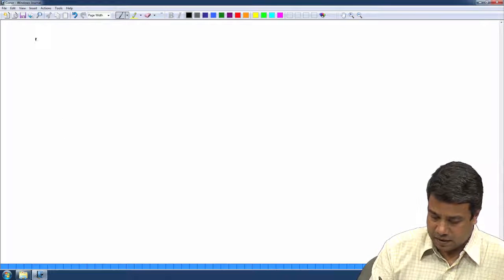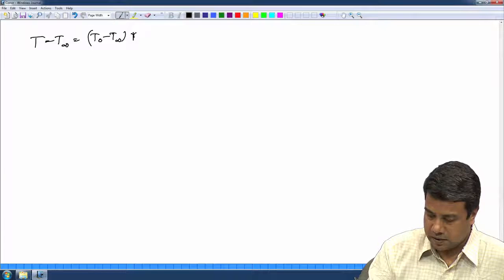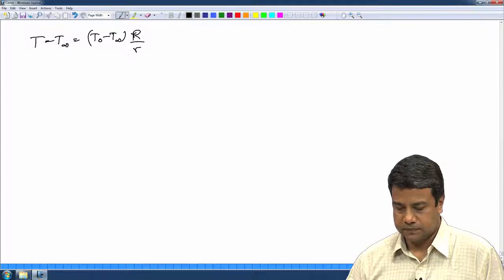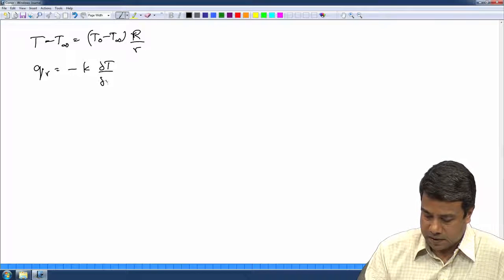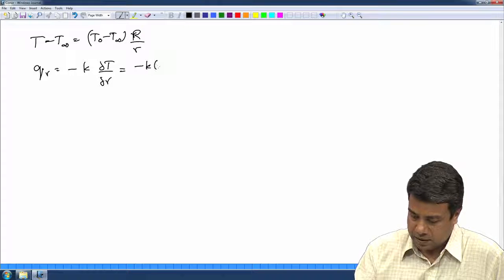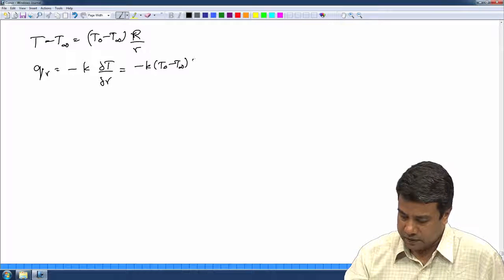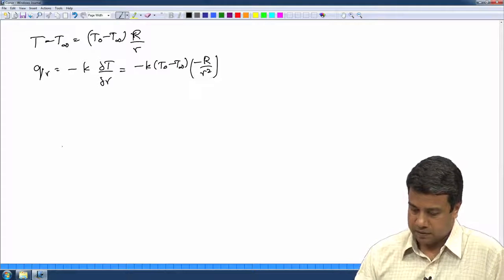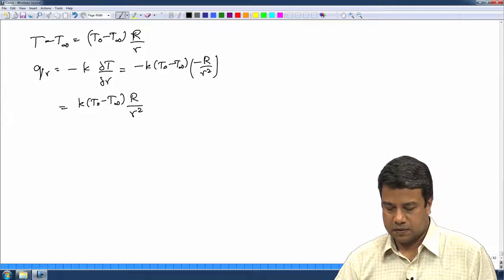So, let us look at this solution once again. T minus T infinity is equal to T naught minus T infinity into R by r. What is the flux? Qr is equal to minus k partial T by partial r. This will be equal to minus k into T naught minus T infinity into R, I am sorry, I should write this as, the derivative of 1 over r is going to be equal to minus 1 by r square. So, this is going to be equal to k into T naught minus T infinity into R by r square. So, that is the flux.